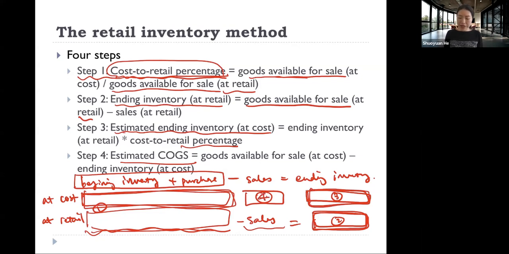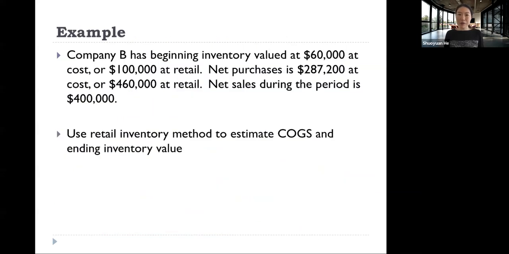So that is how we get the estimated cost of goods sold. So our goal is always to get these two numbers. And this is how we get those two numbers under the retail inventory method. Now let's look at an example.